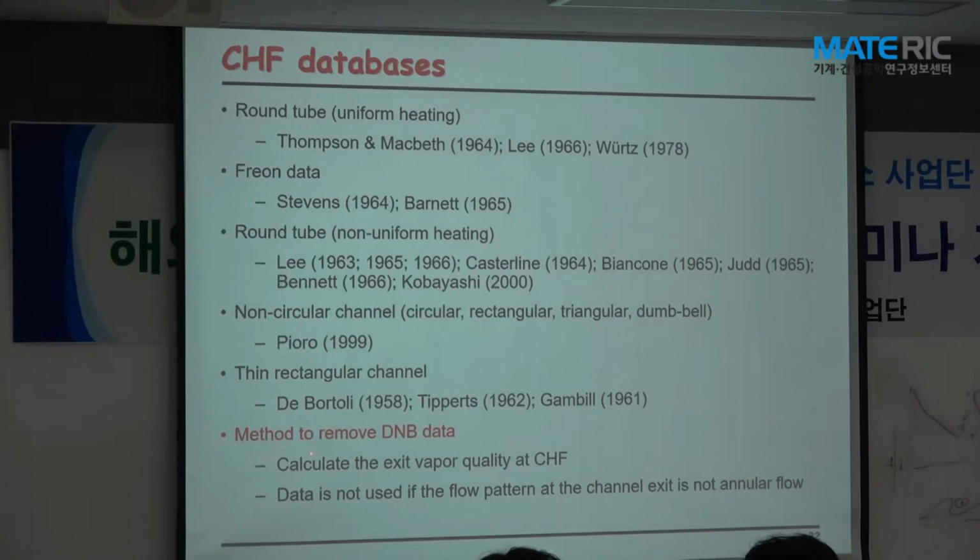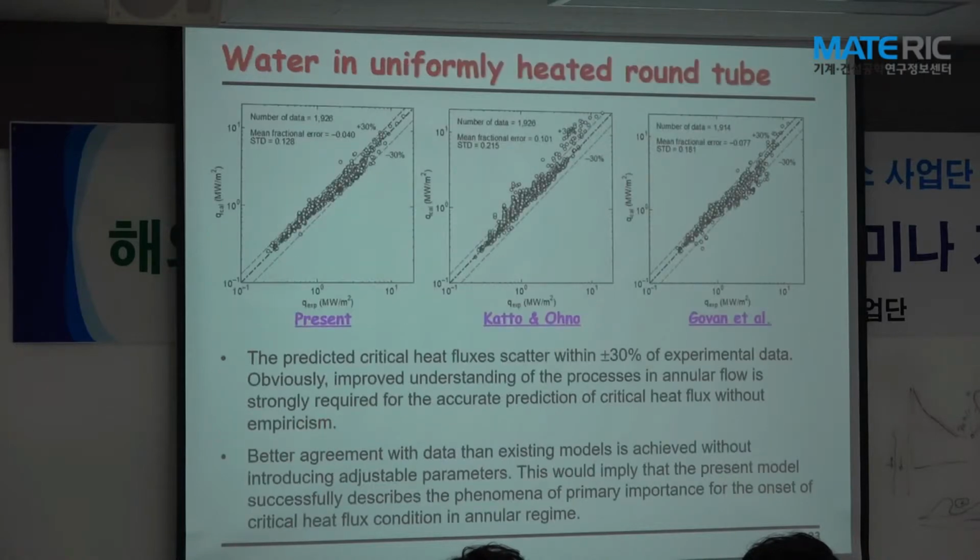Before doing the calculation, we have to remove the DNB data. Because in each experimental data, whether this is dryout or this is DNB, such information is of course not available. Therefore, we have to select the dryout data from the CHF data. Some method was used. And the result is like this.